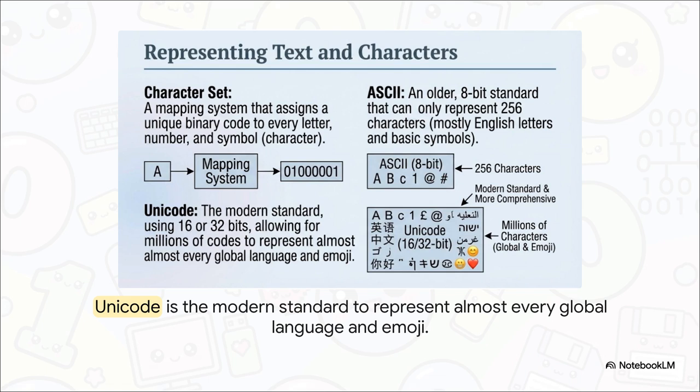The modern strength, though, comes from something called Unicode. It's so comprehensive it can represent millions of characters, covering just about every language on Earth. Plus, you guessed it, all those emojis we can't live without.